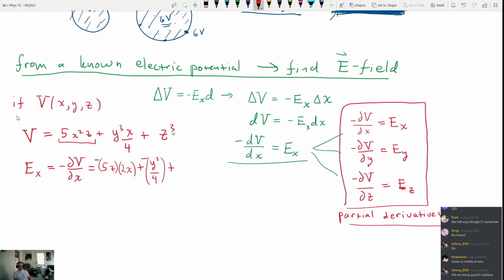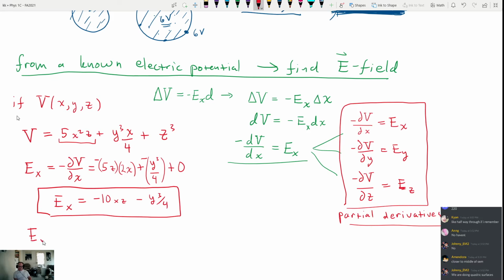Plus the derivative of this term, if z is a constant, then the derivative with respect to x is 0, right? It's a variable, but we're doing a partial, so it's basically the same thing. When I take a partial derivative of z cubed, you just get 0. So all told now, my electric field for this particular function is negative, what do we have? 10xz minus y cubed over 4. That would be my x component for my electric field.